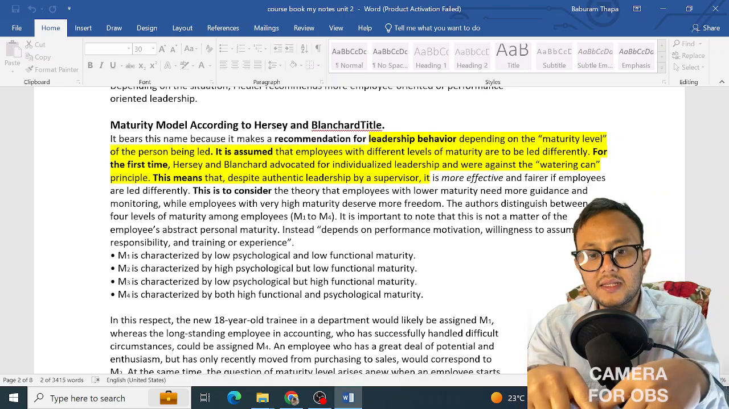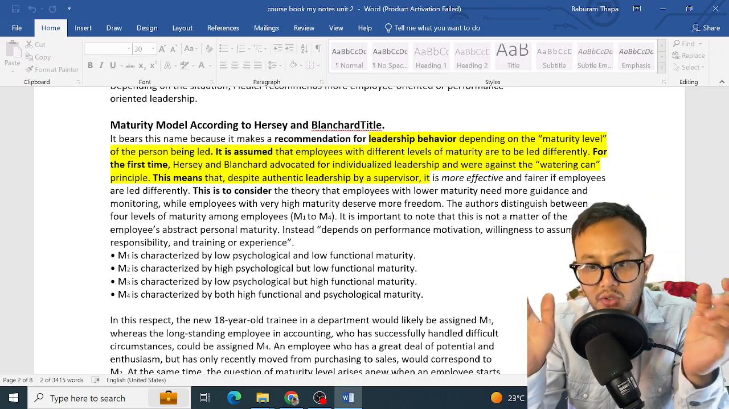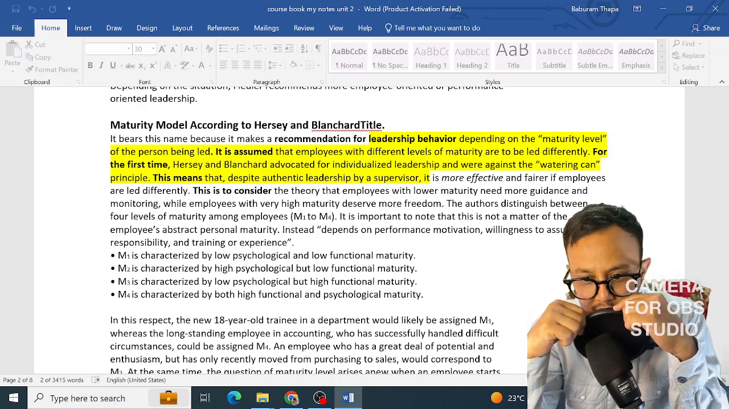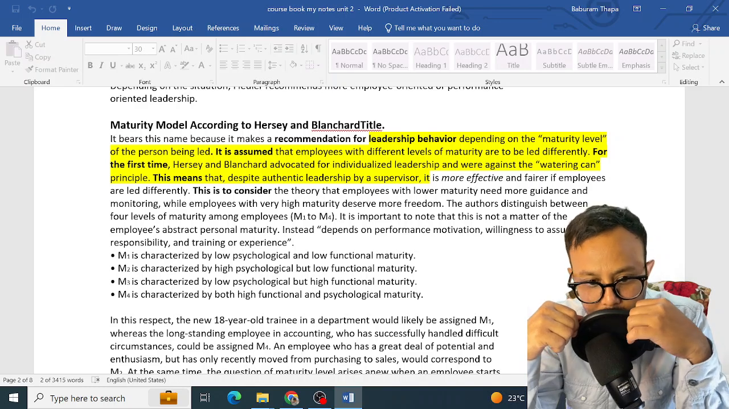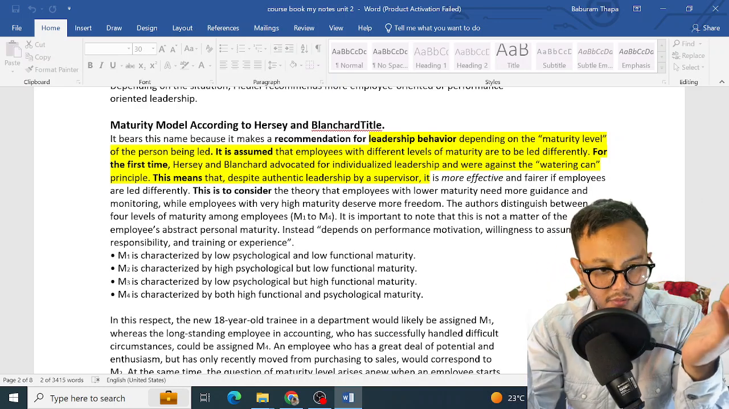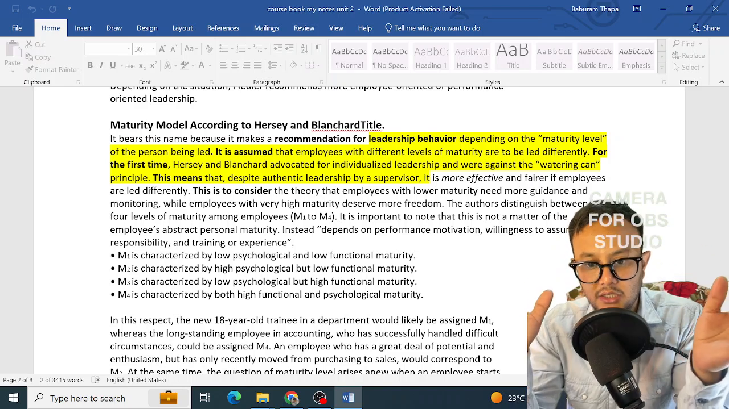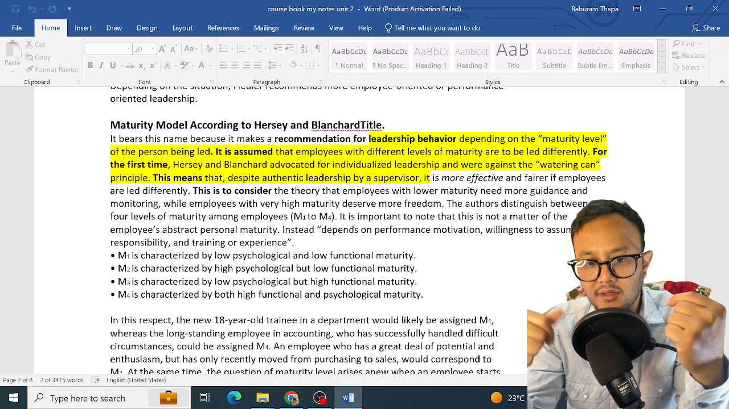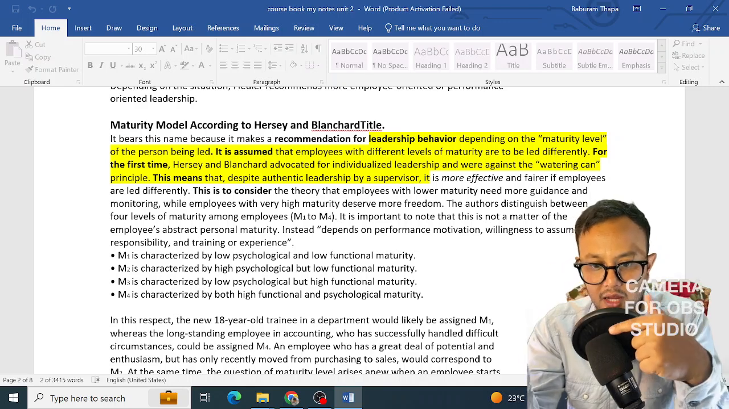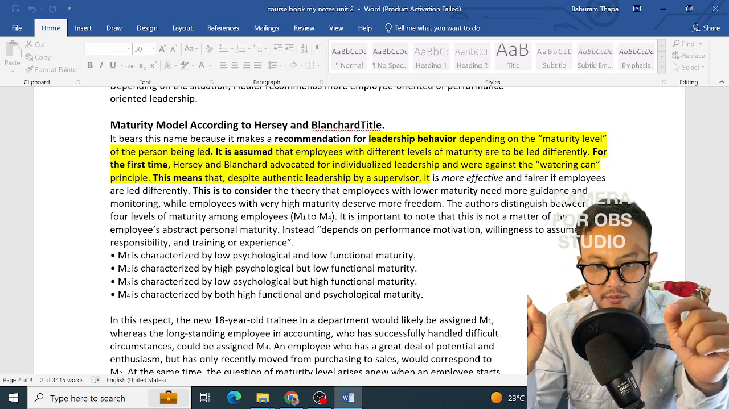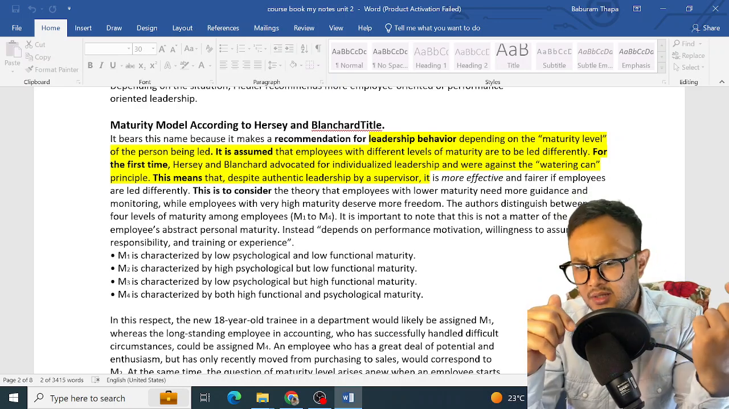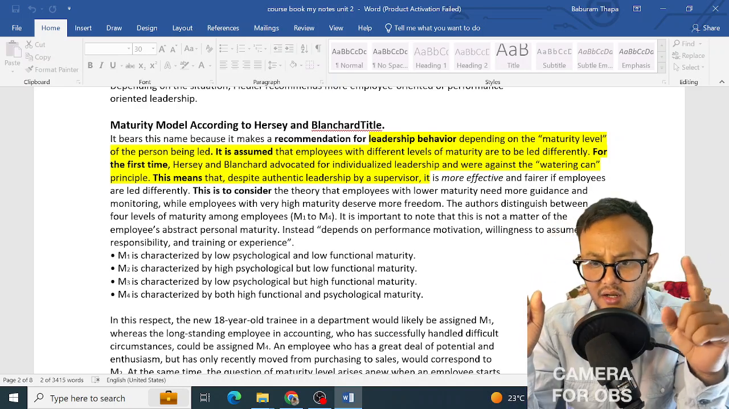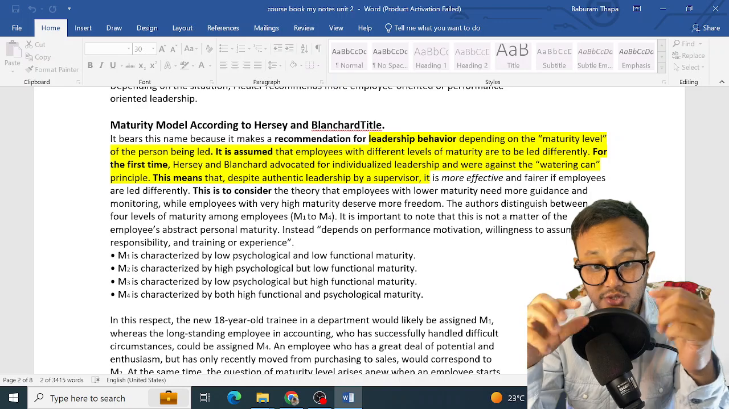This considers the theory that employees with lower maturity need more guidance and monitoring, while employees with very high maturity deserve more freedom. The authors distinguish between four levels of maturity among employees, M1 to M4. Generally, we see M1 to M4 in employee IDs also. It is important to note that this is not a matter of the employee's abstract personal maturity.